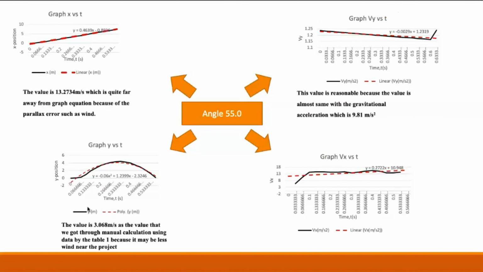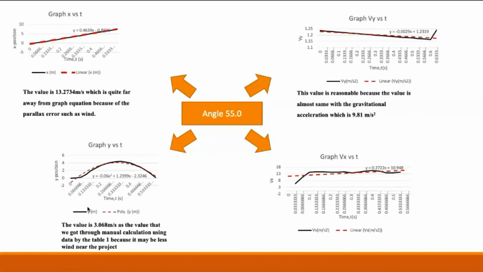Okay, let's go for the next angle, 55 degrees. For graph S over T, the value is 13.2734 meters per second, which is quite far away from the graph equation because of parallax error. For graph Y over T, the value is 3.068 meters per second, as the value that we got through manual calculation using data from Table 1, because it may be less wide near the projectile.